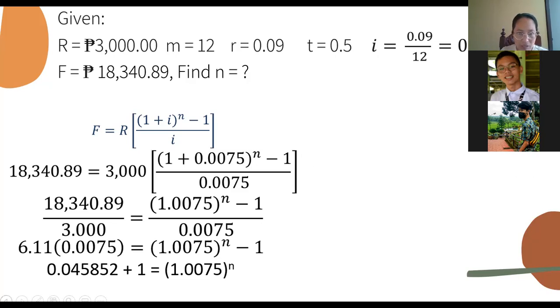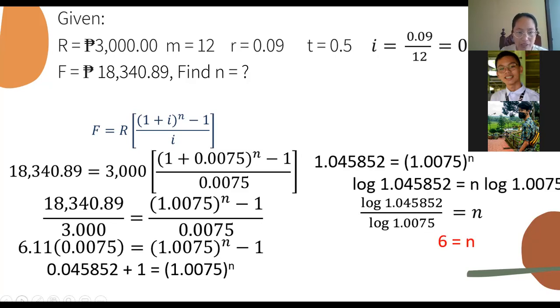So nakita nyo, di ba? Yung manipulation na ginawa natin. Okay? And nyo, di ba yung N natin? N equals 12 monthly, yung M natin, times the time period na 0.5 kasi after 6 months ba? Nakalagay natin doon, di ba? Kaya ang N is 6. Okay po. So, ibig sabihin, tama yung naging solution natin.